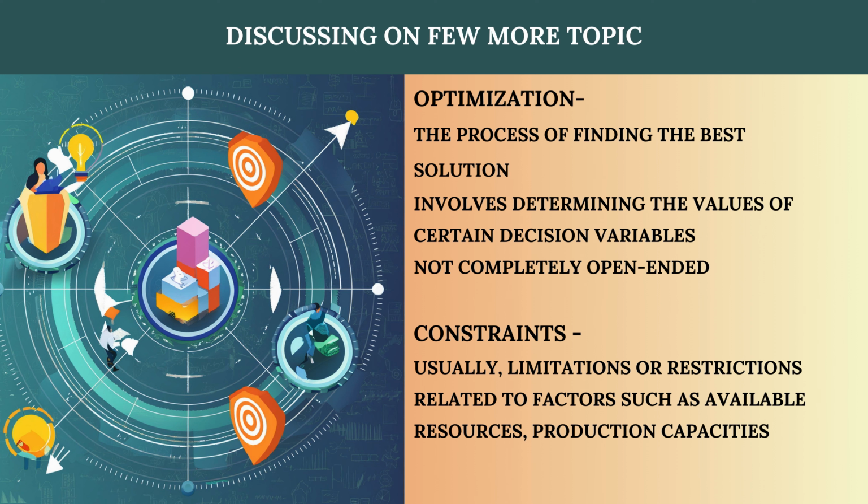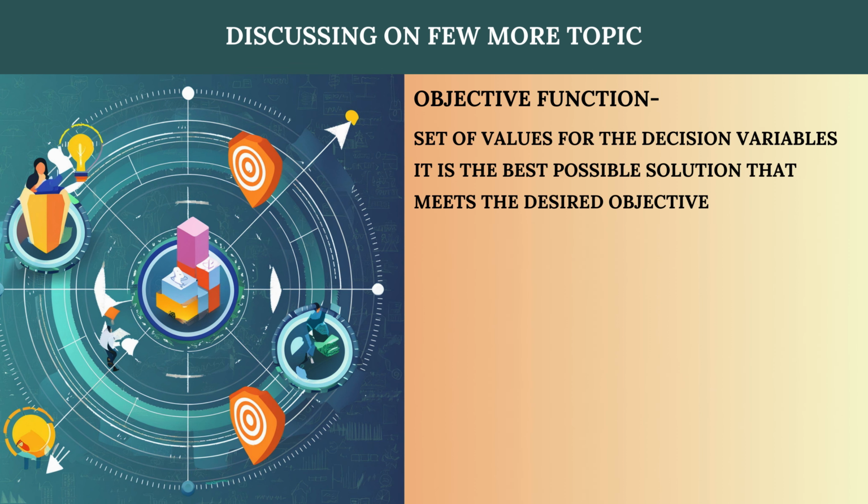There are usually limitations or restrictions that must be considered, known as constraints. Constraints can be related to factors such as available resources, production capacities, legal regulations, or any other relevant limitations that must be respected. The optimal solution is the set of values for the decision variables that results in the minimum or maximum value of the objective function while satisfying all the specified constraints. In other words, it is the best possible solution that meets the desired objective while adhering to the given limitations or restrictions.